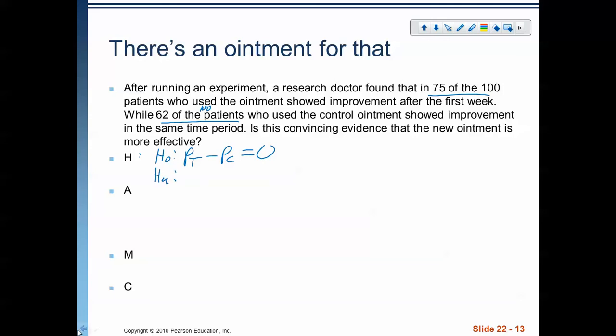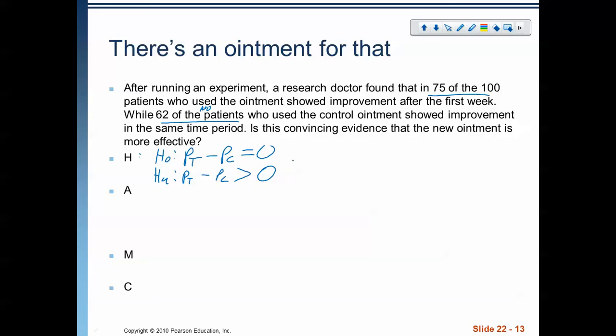Now my alternative is, the question is saying, is this convincing evidence that the new ointment is more effective? In other words, does it treat more people? So we're still going to have P of T minus P of C. And the question is, what sign do we use? To figure that out, you want to read the context. We're saying that P of T is going to be larger than P of C, which means that the number that gets created here is going to be bigger than 0. Therefore, we're going to use a greater than symbol.